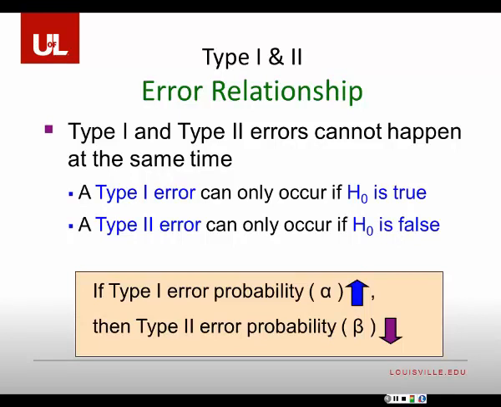If a type 1 error probability increases, then a type 2 error probability decreases. So as alpha goes up, beta has to go down. This is the trade-off that you have between those two. So if you're willing to make alpha really, really big, well then your power is going to go up. But by doing so, you're more likely to fail to reject a false null. However, if you make alpha really, really small, you're more likely to accept a false.